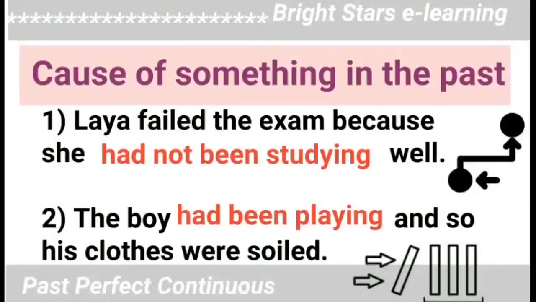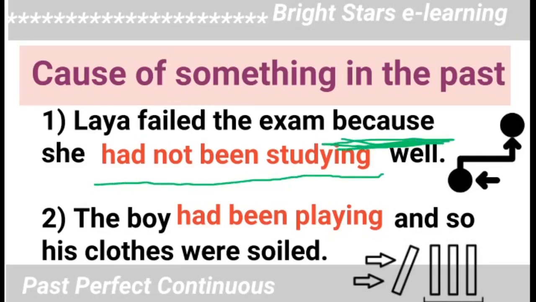This is the cause of something in the past. Laya failed the exam because she had not been studying well. She had not been studying well. It is a past perfect continuous tense. So here "because" is used to show the cause. In the same way, the boy had been playing and so his clothes were soiled. "So" indicates the cause. Clothes were soiled. Why? Had been playing.